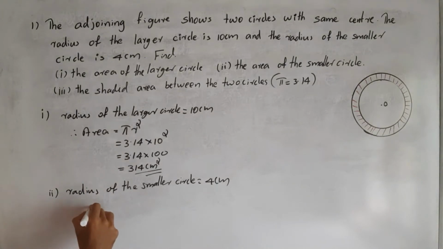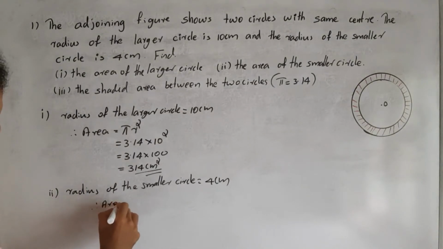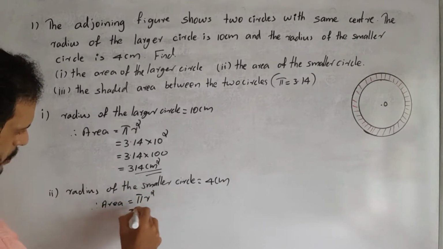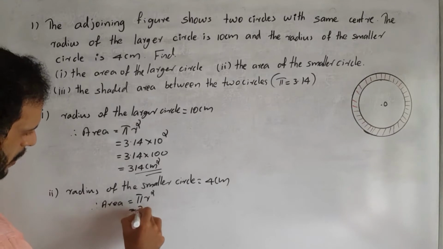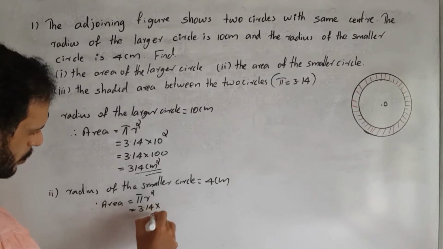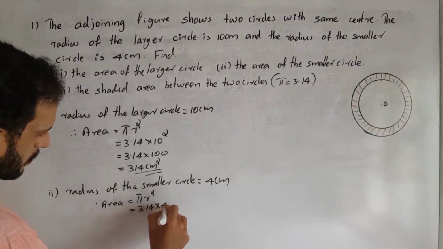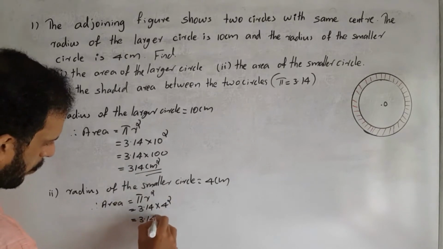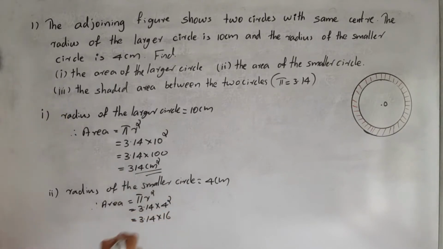Equation: area is equal to, yes, the same equation, pi r square is equal to, what is the pi value? 3.14 into, yes, 4 square is equal to 3.14 into, what is 4 square? 4 square is 16, correct? So 3.14 into 16. What is 3.14 into 16?